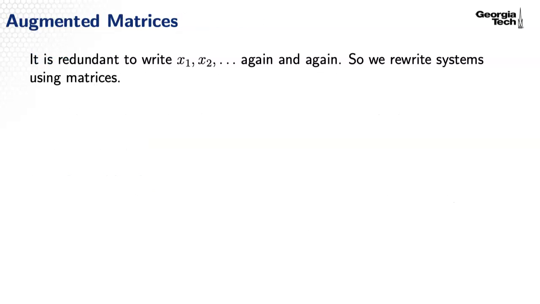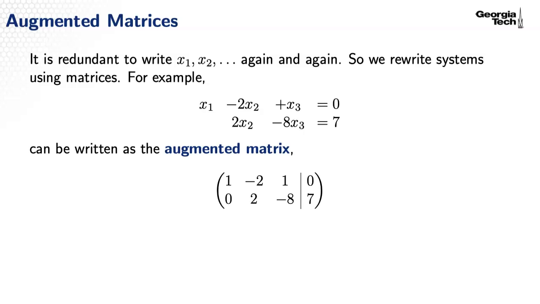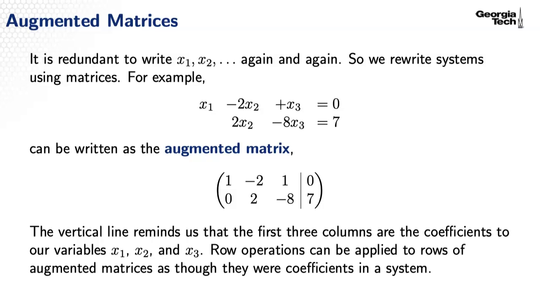So first, augmented matrices. It is redundant to write the variables x1, x2, however many we need, again and again. So we rewrite our systems using matrices. For example, this is a linear system with two equations and three unknowns. We can express this system with an augmented matrix. The vertical line, not strictly necessary, but it reminds us that the first three columns give us the coefficients to the variables. The last column gives us the numbers on the right-hand side, 0 and 7 in this case.